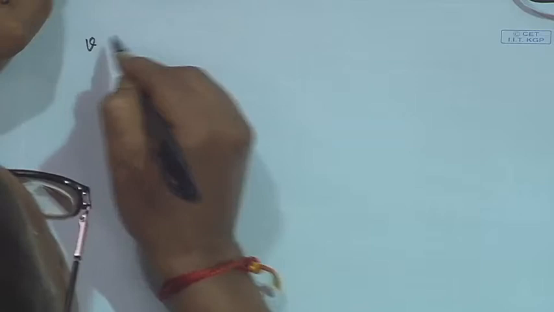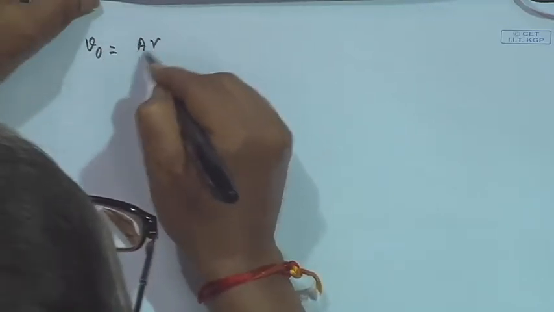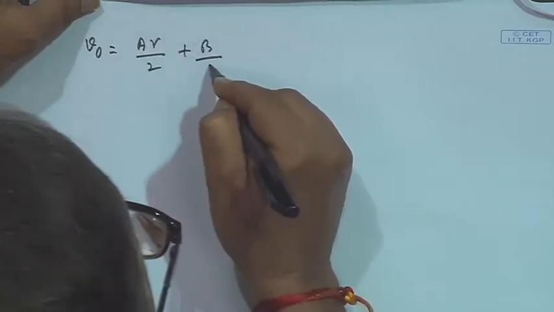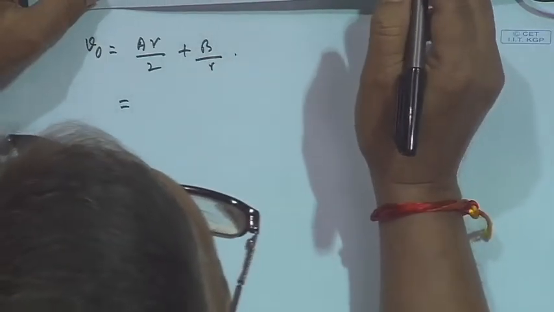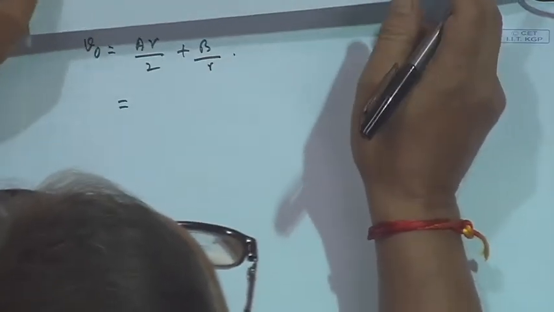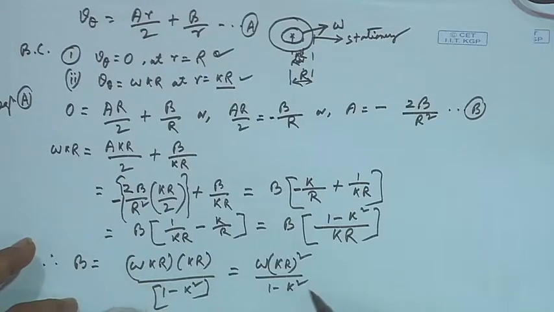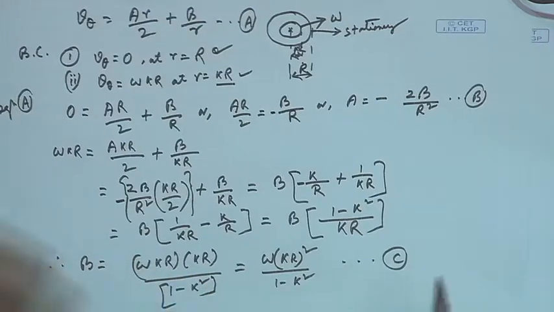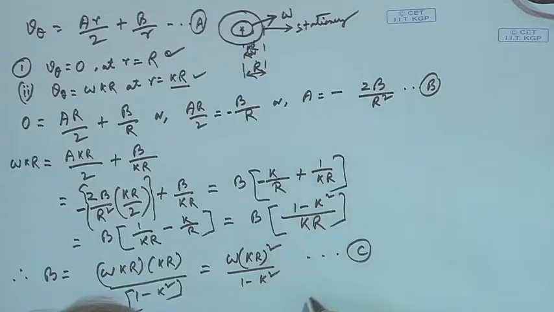V theta, which was here, V theta is equal to A R by 2 plus B by R. Now substituting the values of A and B. Now of course B has become this, so this is C. Then we should also find out what is the value of A.